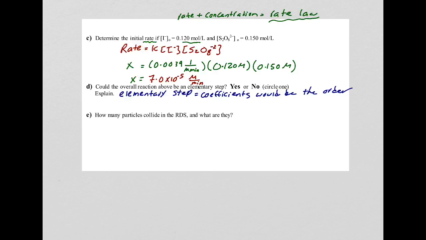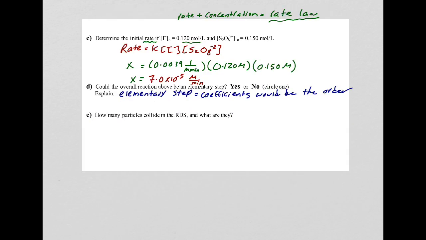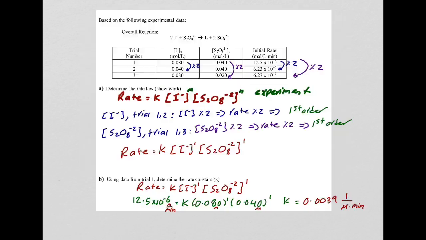I'm going to repeat this one more time. If you remember, what we said was that for the elementary step, because it's a single step, the stoichiometric coefficient would be the order. Okay? So if this was an elementary step, that means the order for I would be 2 and the order for S2O8 would be 1. Because for the elementary step, you can use a coefficient as an order.